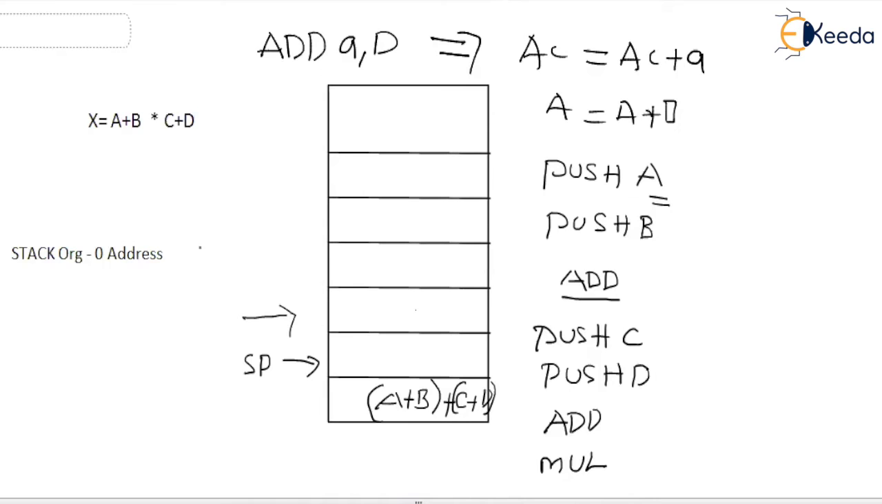Every time an operation is performed on the stack, the operation is not supported by any of the addresses or any of the operands within the instruction. Rather, operands are always the top two elements of the stack. This is the reason why we consider this stack organization as a zero address instruction organization.